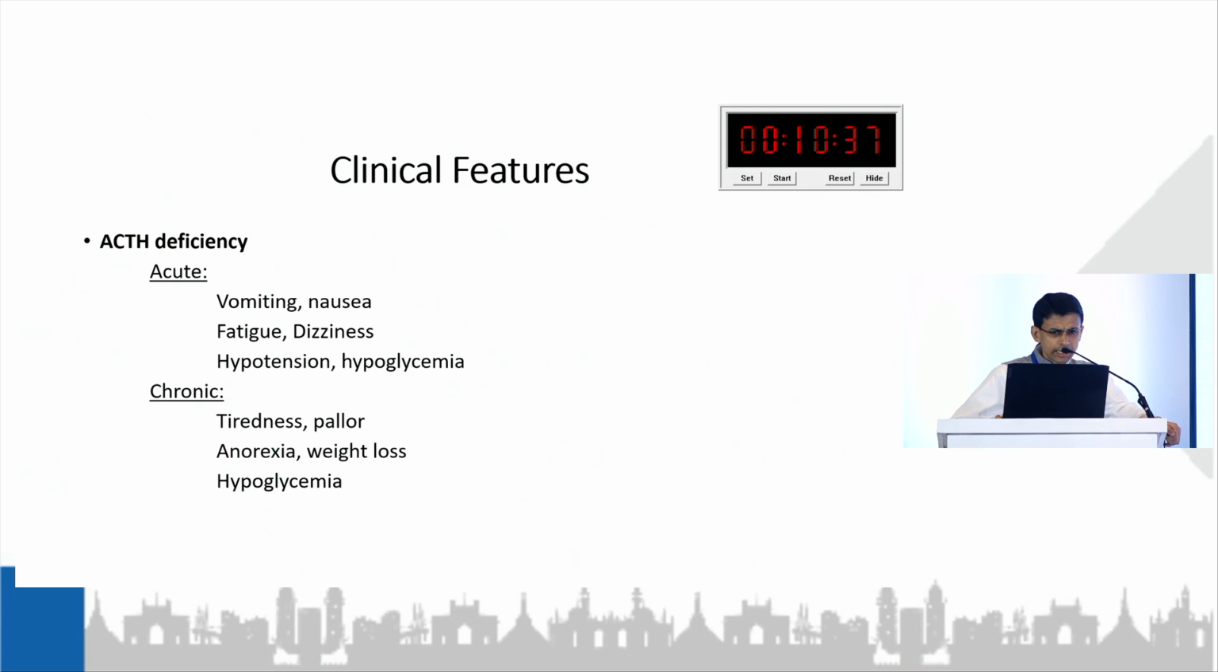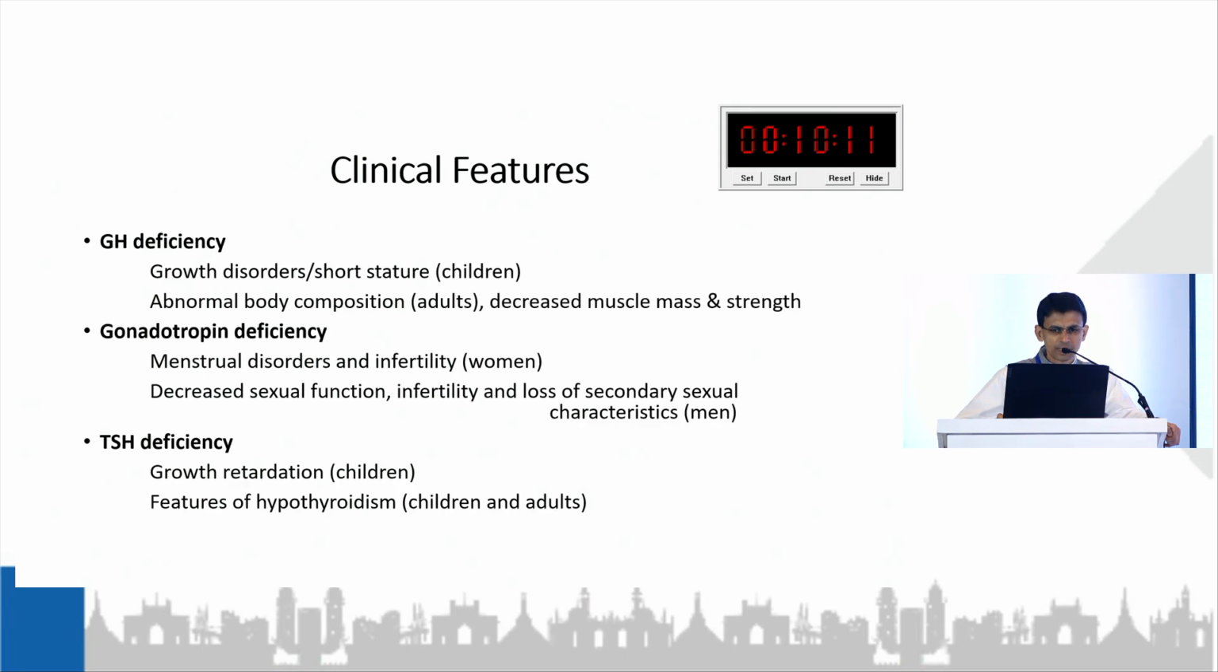So coming to the clinical features, ACTH deficiency: whenever there is an acute condition like pituitary apoplexy, the patients can present with acute symptoms like vomiting, nausea, dizziness, hypotension or hypoglycemia. But in chronic conditions, chronic hypopituitarism, it's very difficult to diagnose. The conditions are entirely non-specific. Tiredness, anorexia, weight loss, hypoglycemia, these are the various non-specific symptoms the patients might present with.